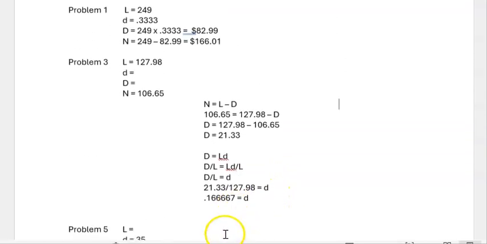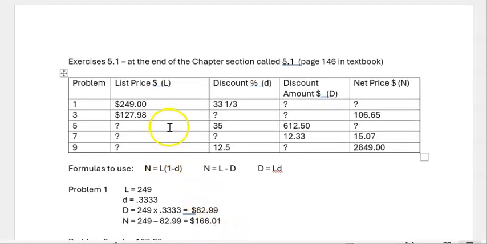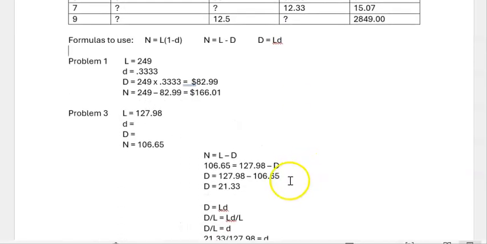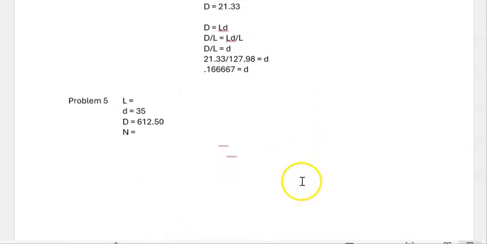Okay, so problem 5, we don't know our list price, we know our discount percentage, we know our discount amount, and we do not know our net price. So the two that we know is our discount amount and discount percentage. So looking back to this one again, we've got our discount amount equals our list price multiplied by discount percentage. So we have two of those variables that will help us solve for the list price. So let's go down here to problem 5.